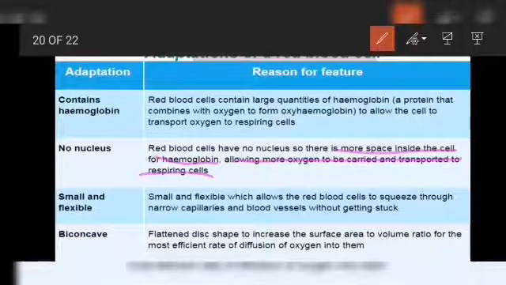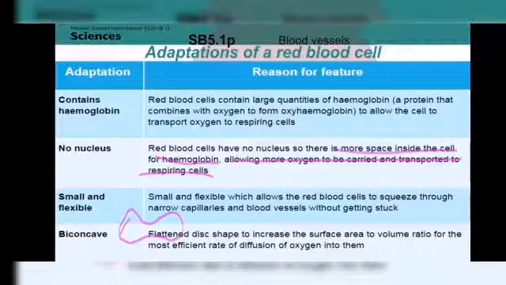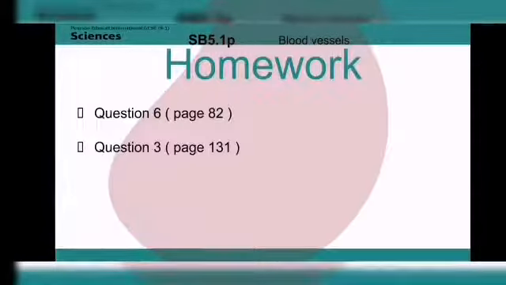And the last one, biconcave shape. This is called a biconcave shape. A flattened disc shape to increase the surface area to volume ratio for the most efficient rate of diffusion of oxygen into them. So the biconcave shape increases the surface area, so this will increase the diffusion rate.